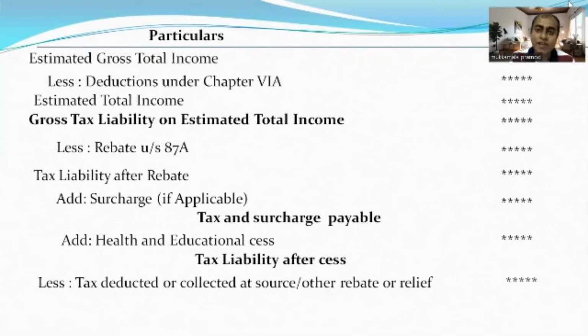Let's say from the banks where you have deposited your deposits, or from the employer where you are employed with. These deductions will be available to us as part of Form 26AS. So you need to deduct the tax deducted at source or tax collected at source, and then arrive finally at the tax liability, which is the advance tax liability.